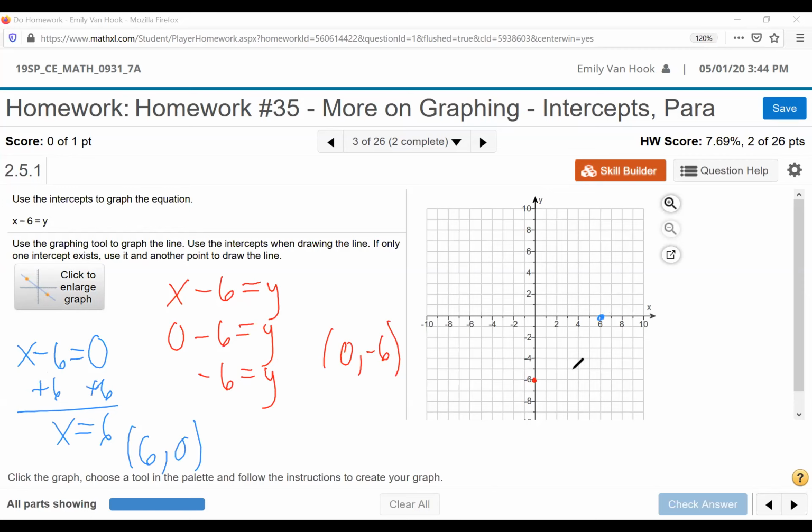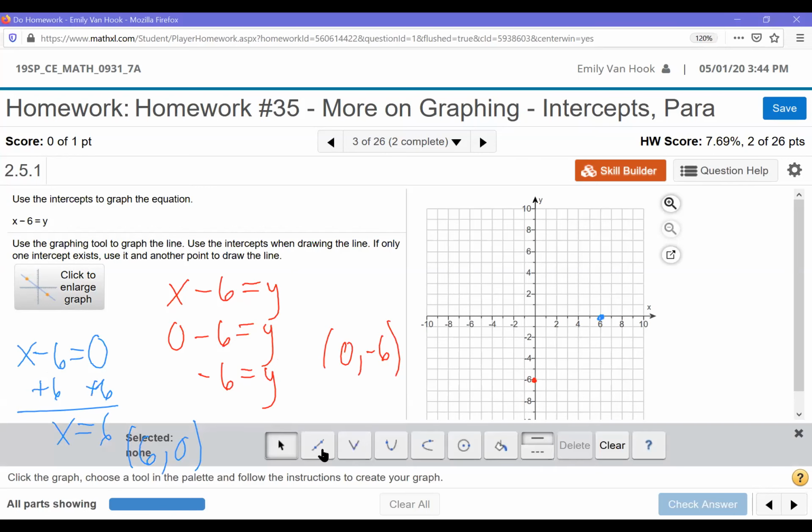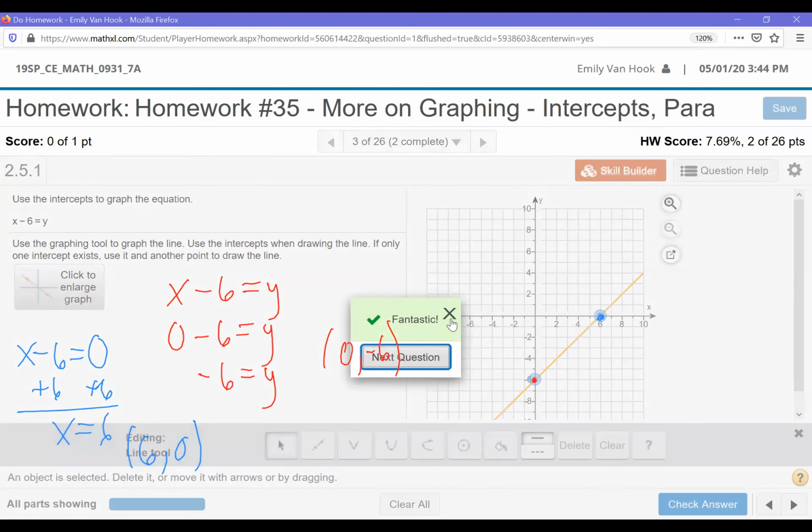Okay, so I just kind of drew them on here, but of course what we'll do is we'll have to actually graph. So I'll use my line tool. I'll click on the y-intercept here at 0, negative 6, and then I'll click on the x-intercept here at 6, 0, and check answer. Okay, good. I think we're okay there.